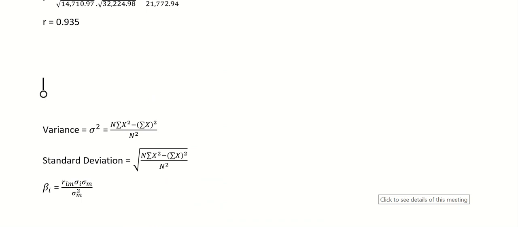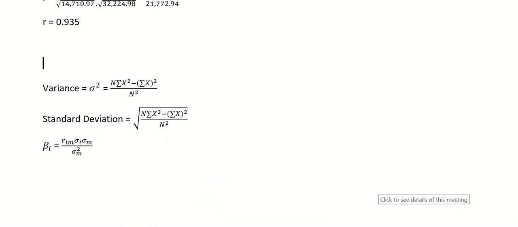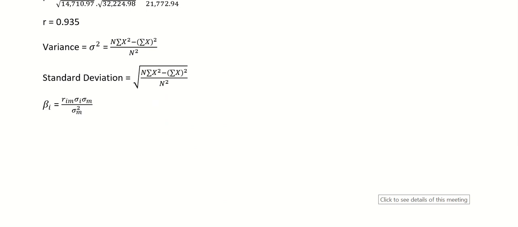Here are the formulas to calculate variance and standard deviation. The formula to calculate standard deviation is n into sigma x square minus sigma x whole square, divided by n square. And when you square it, you get variance. The square of standard deviation is variance. Now, as you can see in beta's formula, let's see.